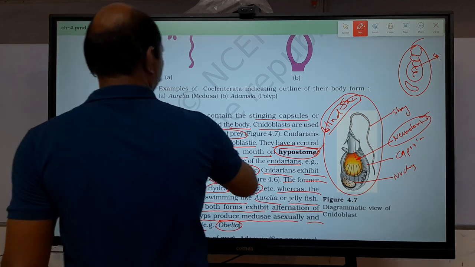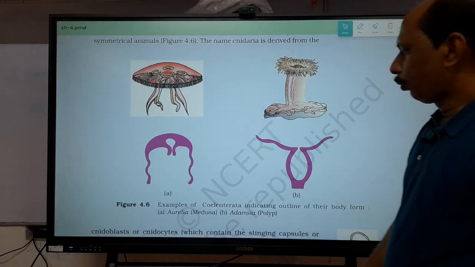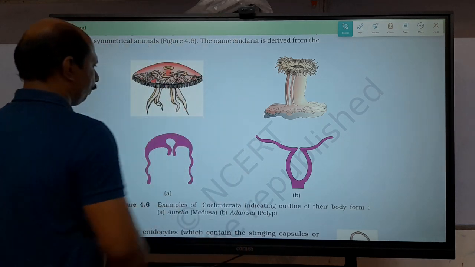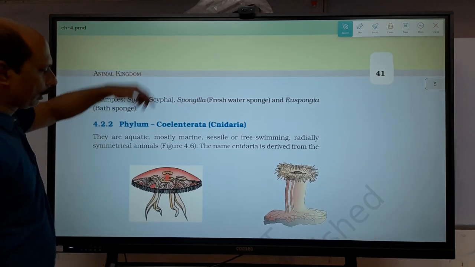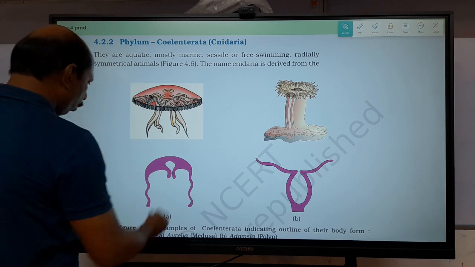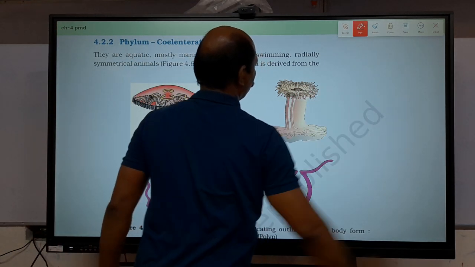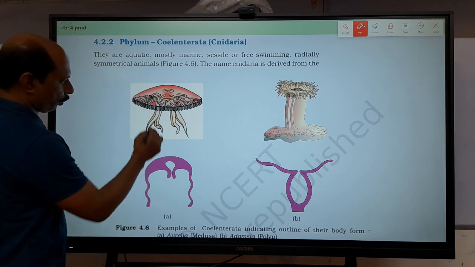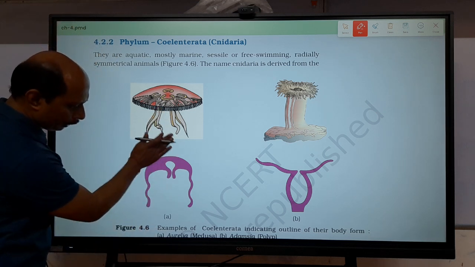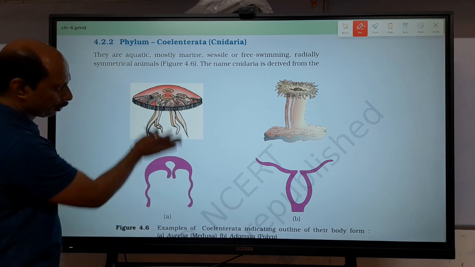A figure is given. Now see this figure here. Two figures are given. This one is Aurelia. Look here, what is the structure? It is an umbrella-like structure, and the mouth is toward the downward side, right? Look, this is Aurelia, and we can consider this one the LS of this Aurelia.